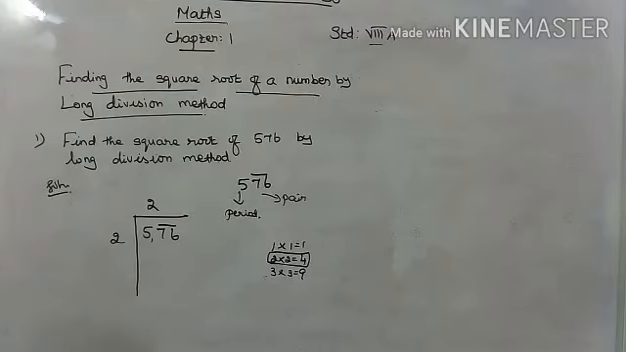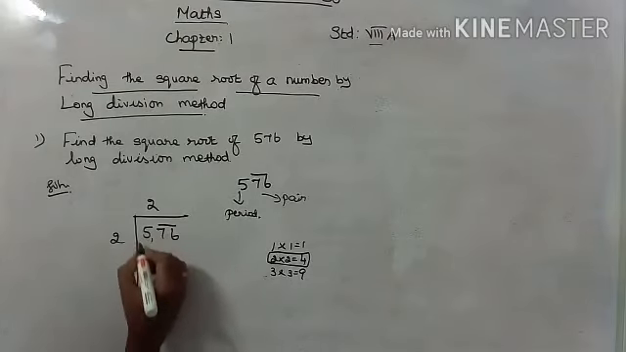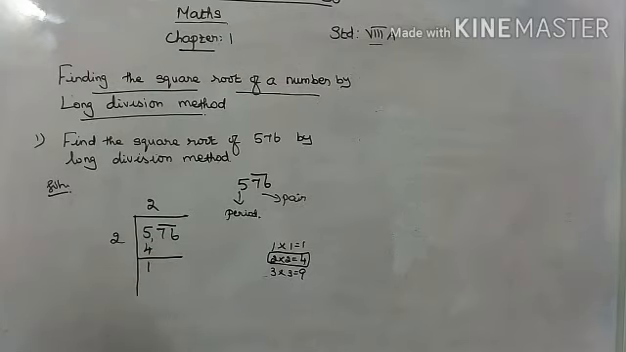Okay, next step. 2 2s are 4, here you write 4. Then find the subtraction of this number. The third step is you bring down 76 and write it to the right of the remainder. Bring 76 down and write it to the right of the remainder 1. Now the new dividend is 176.